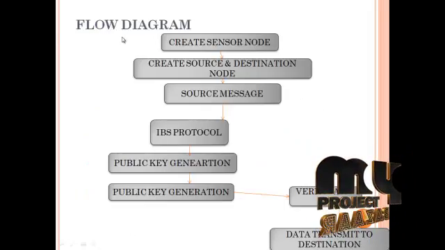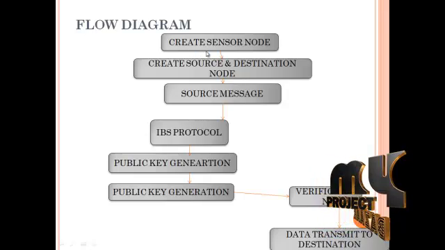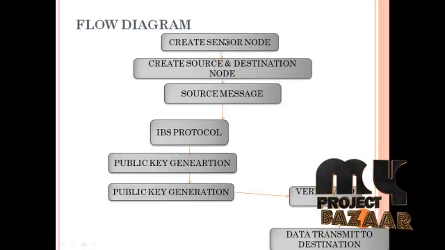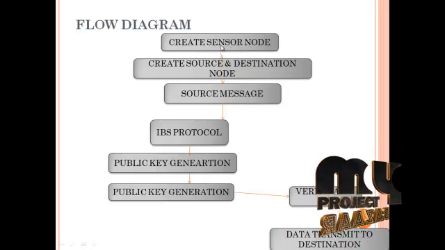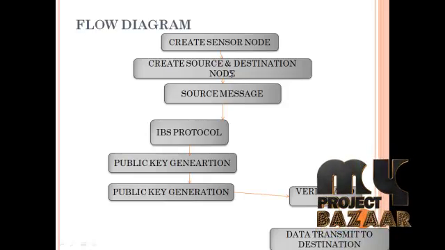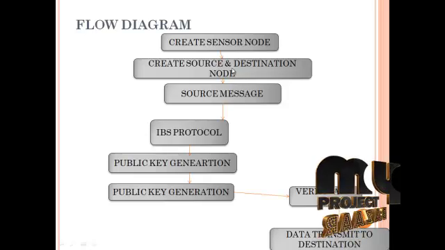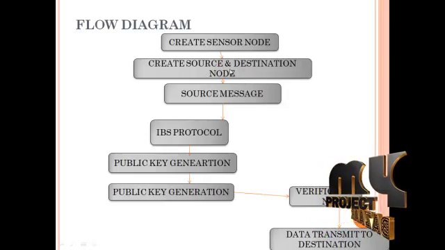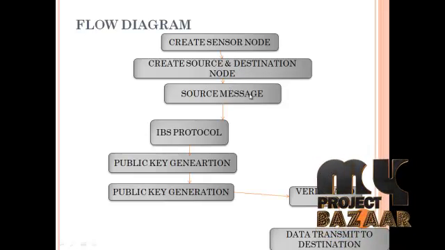Then we have to show the flow diagram of our process. First of all, we have to create the sensor nodes. The sensor nodes are a must for clusters and cluster formation, and they are chosen by the trust authority. Then create the source and destination nodes. We have to decide how many source and destination nodes there are, and also select the source and destination. The data should be sent from where to where, and apply the source message.